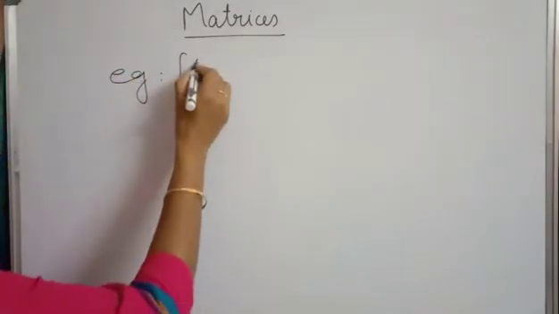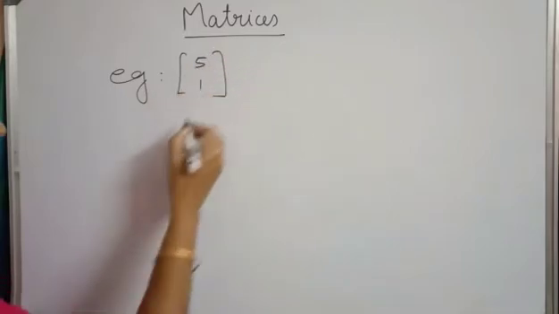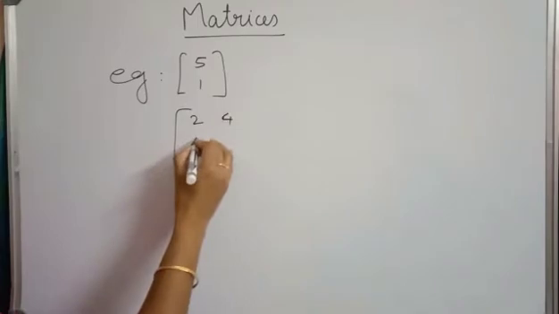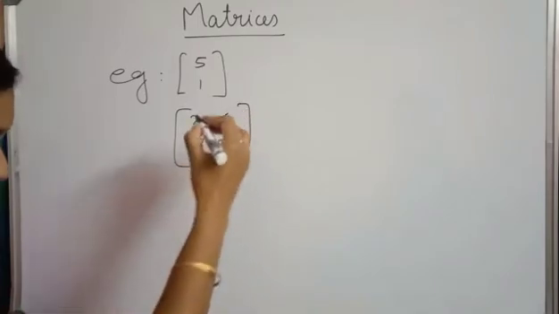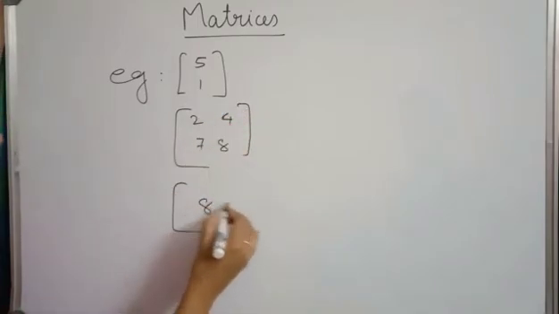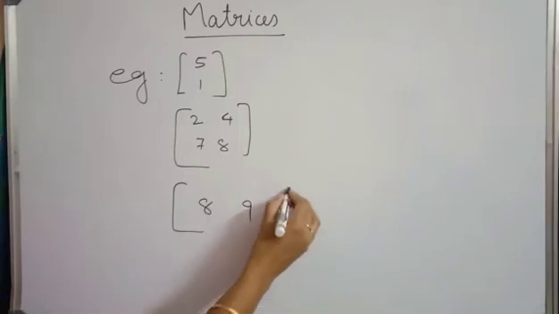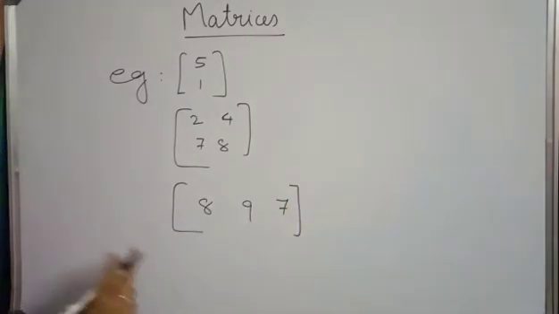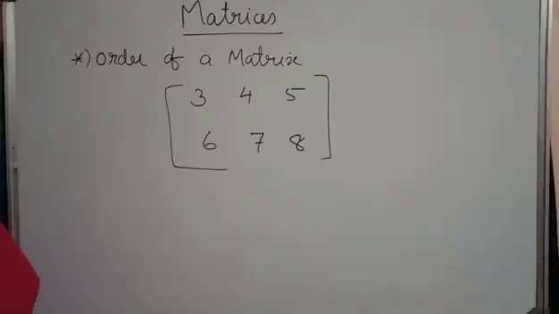This is matrix 5, 1, and matrix 2, 4, 7, 8, and matrix 8, 9, 7, etc. These are examples of matrices. Now, let's consider what the order of a matrix is. The order of a matrix is the number of rows into the number of columns in it.